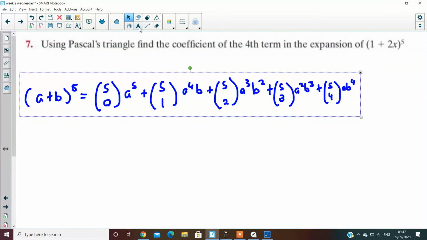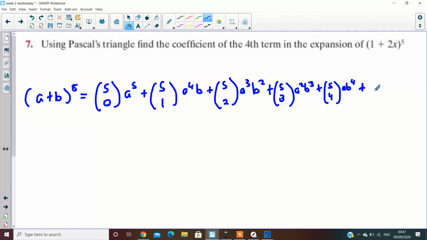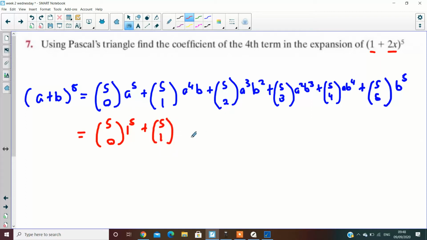Now, next, what's 5C5? B to the power of 5. Now, in this case, I don't have a and b, do I? I have 1 and 2x. So what do we do instead? 5C0, 1 to the power of 5. 5C1, what's the next one? 1 to the power of 4 and 2x.